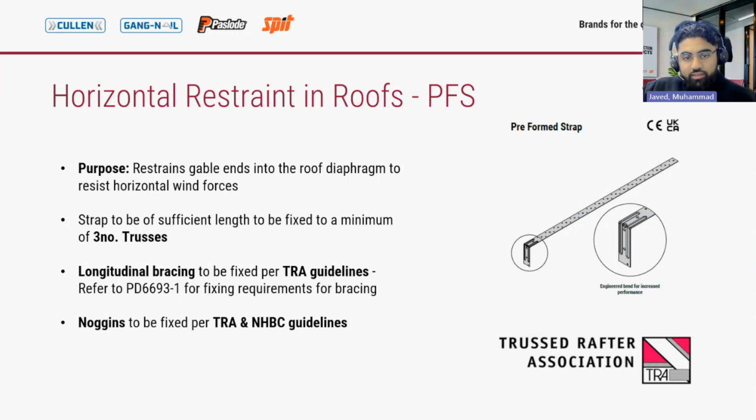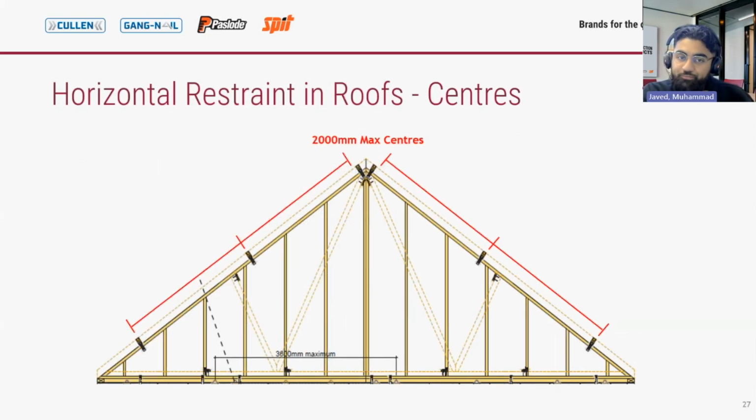If we look at centers for these, it is pretty similar to what we talked about in the intro section. However, the wording will be slightly different as it relates to roofs. So in England and Wales, straps are required at 2 meters max centers up to and including 3 stories, and then 1.25 meter centers up to 4 stories as per Approved Document A.